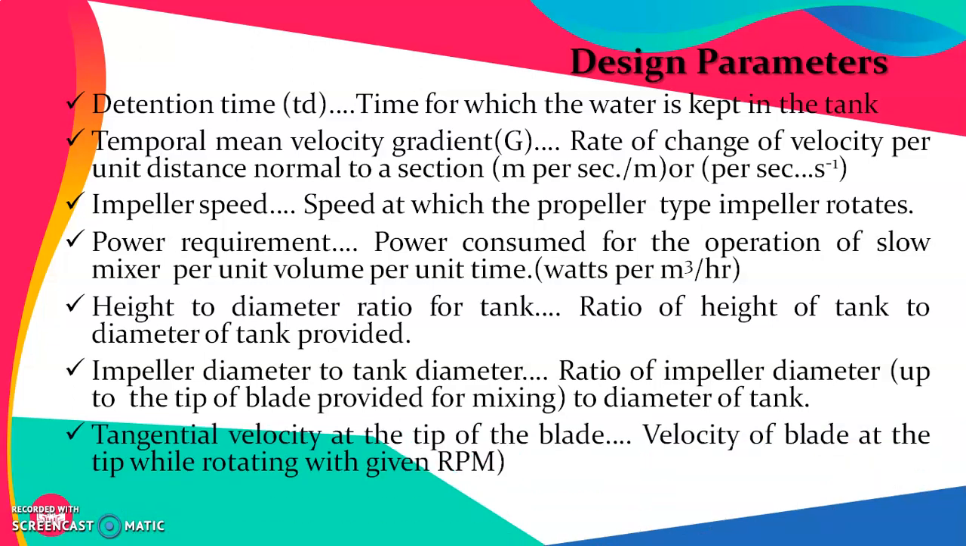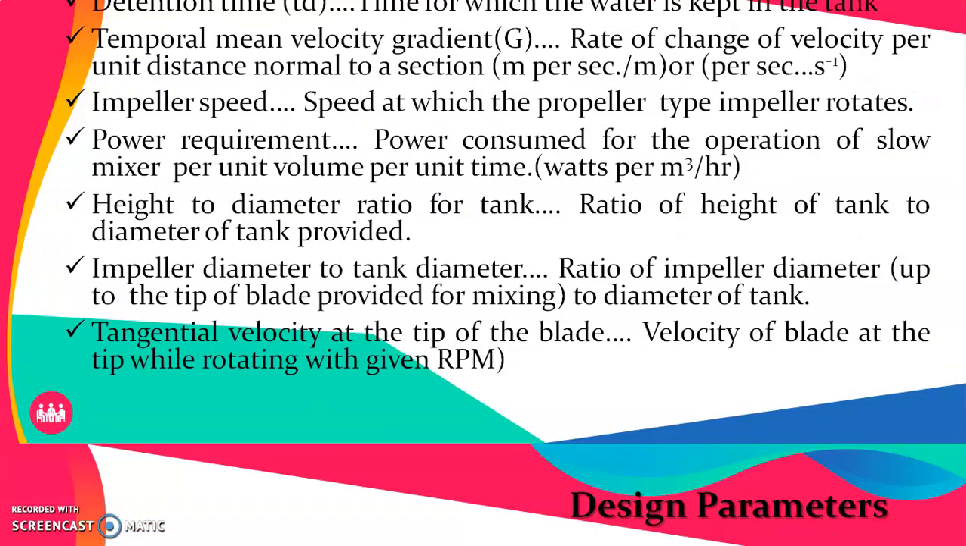Next is the tangential velocity at the tip of blade. It is the velocity of the blade at the tip while rotating at a given RPM. RPM means rotations per minute, which is achieved when a certain amount of power is given as input. So we need to achieve a certain velocity of blade so that appropriate mixing can be achieved.